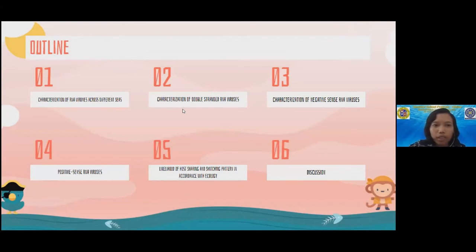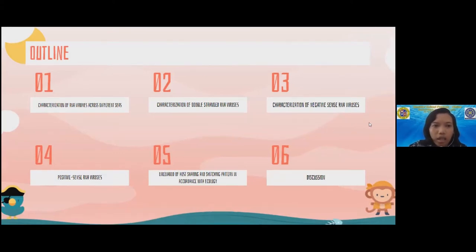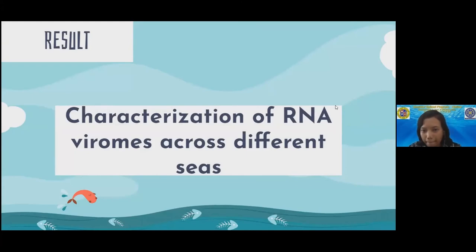The outline of the presentation that we'll explain is first the characterization of RNA phylum across differences, characterization of double-stranded RNA viruses, and characterization of negative sense RNA viruses and positive sense RNA viruses, likelihood of host sharing and switching pattern in accordance with ecology, and discussion. The next slide will be explained by Kak Timothy.